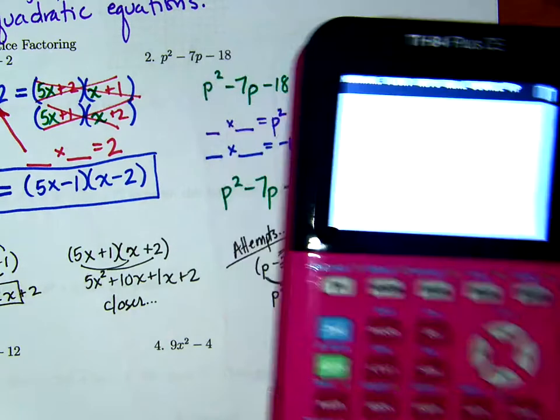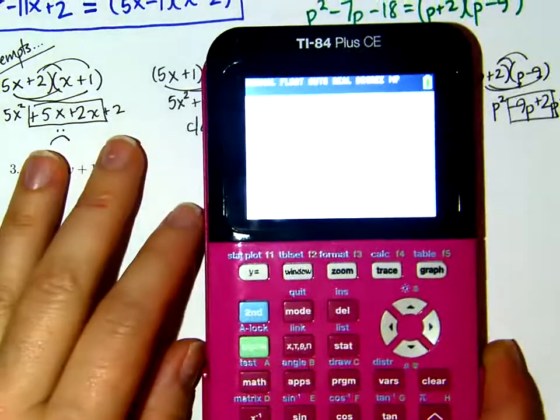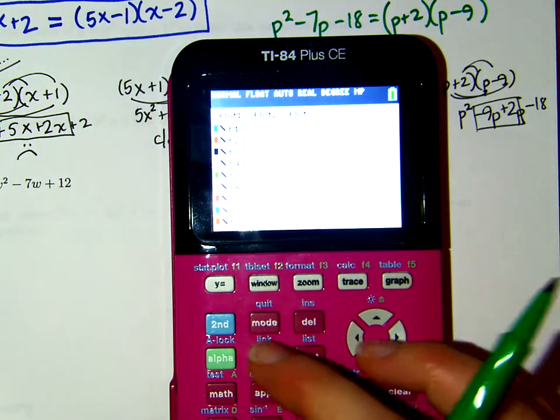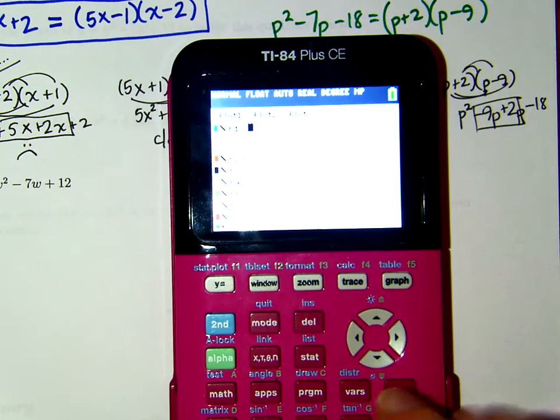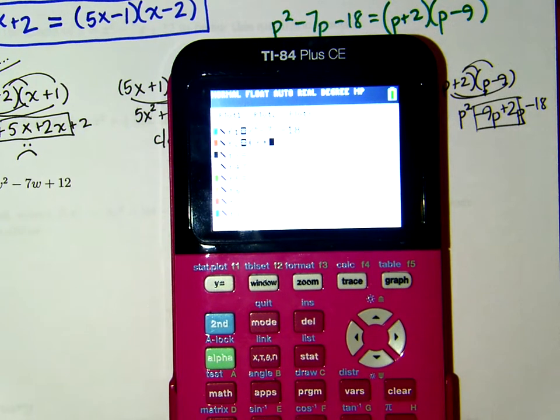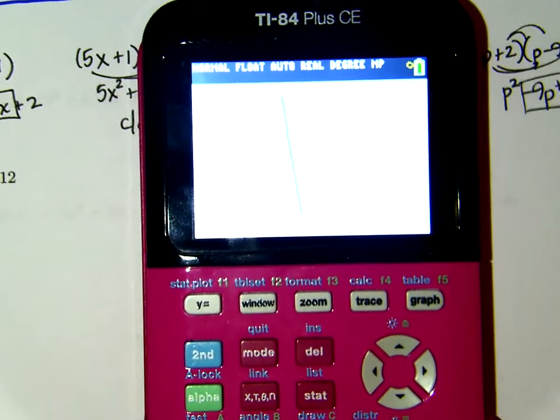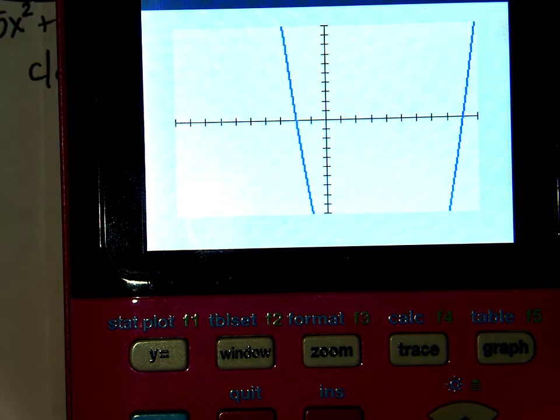And then, of course, we go back to here and we say, am I right? Clear this. x squared minus 7x minus 18 and the quantity x plus 2 times the quantity x minus 9. Graph it. Oh boy. Well, the good news is that they perfectly line up for what we could see.